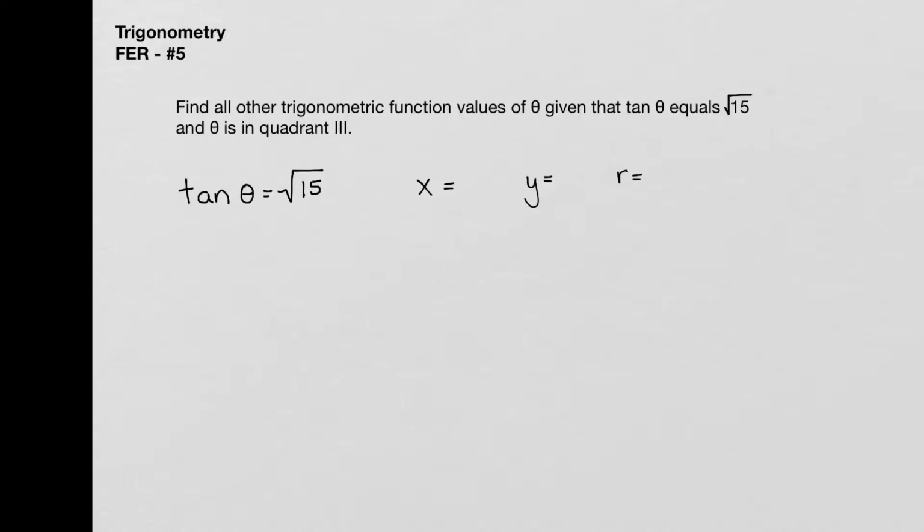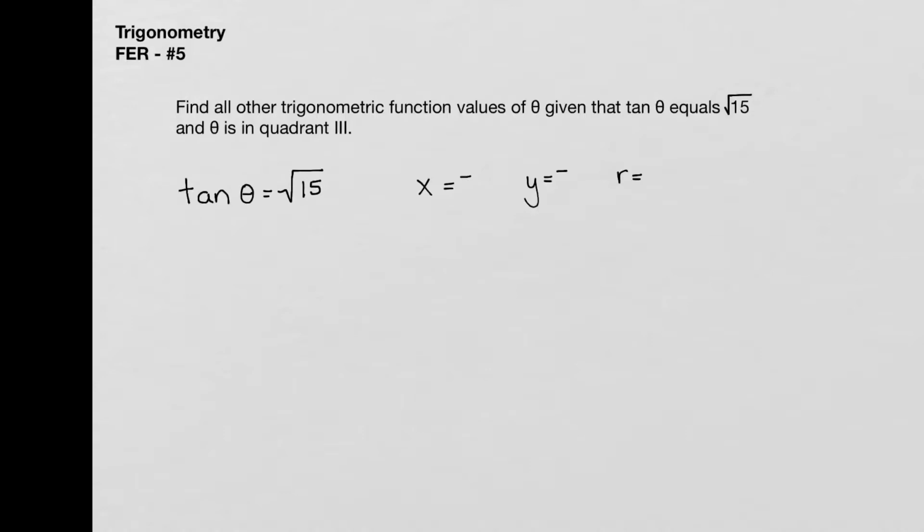Now, we have two pieces of information about theta. We know that the tangent of theta is the square root of 15, and we know that theta is in quadrant 3. I'm going to start off with the information about the quadrant, because what that tells me is that x is a negative value and y is a negative value. So I want to get that in right away before I forget about the signs and just make everything positive, because I kind of default to positive. All right, so now we have that. I don't know what the numbers are, but I do know that they're both negative numbers.